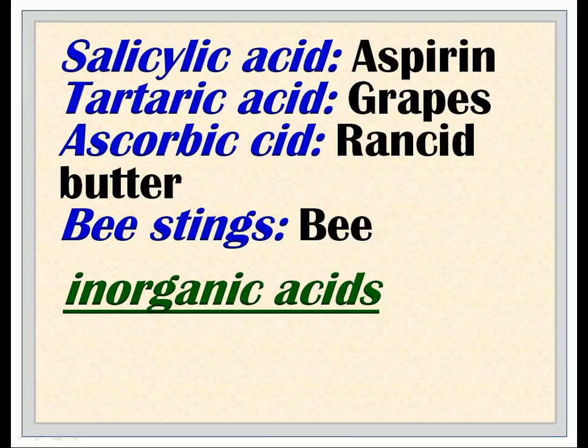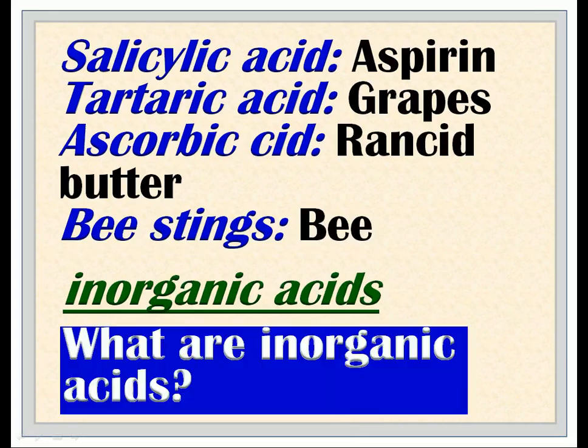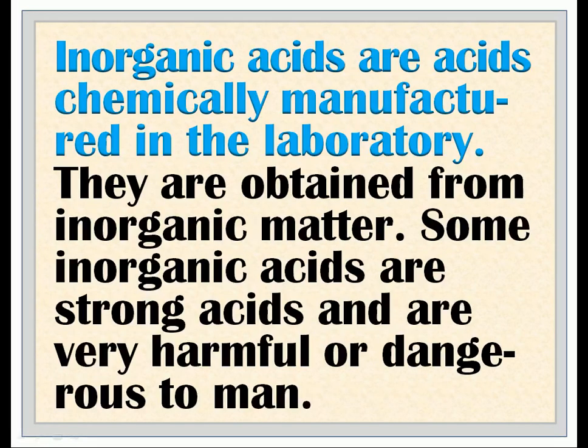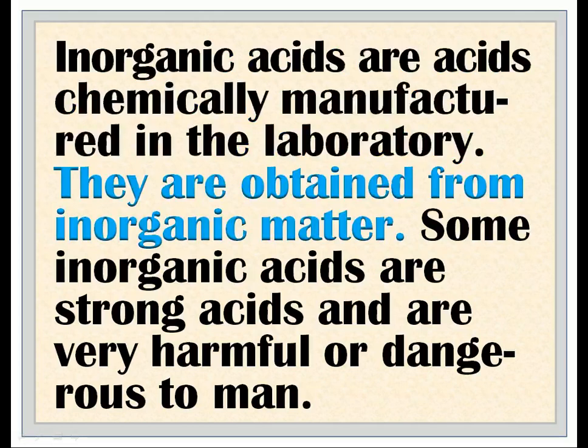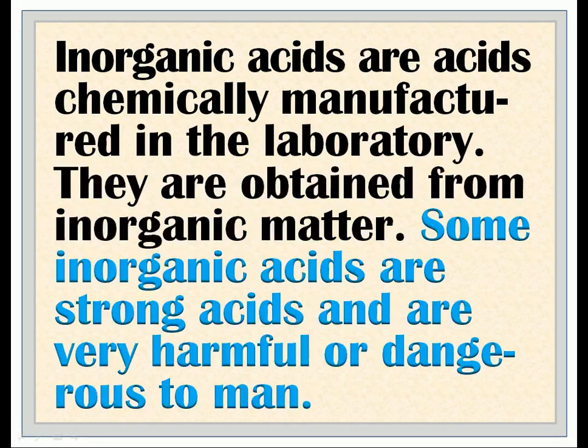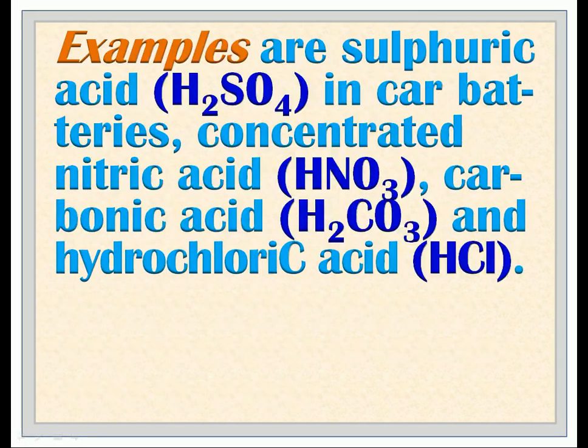Inorganic acids. What are inorganic acids? Inorganic acids are acids chemically manufactured in the laboratory. They are obtained from inorganic matter. Some inorganic acids are strong acids and are very harmful or dangerous to man. Examples are sulfuric acid in car batteries, concentrated nitric acid, carbonic acid, and hydrochloric acid.